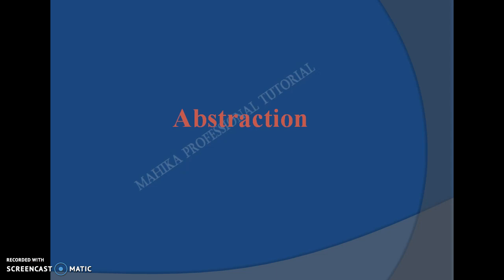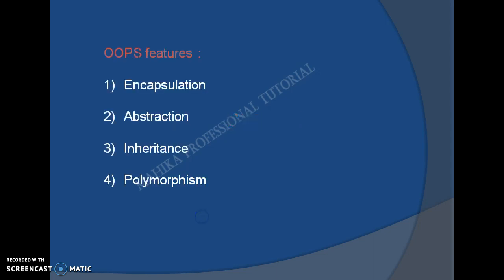This tutorial is about abstraction in Java. As we know, there are four OOPS features: encapsulation, abstraction, inheritance, and polymorphism. In this tutorial, we are going to see abstraction in detail.